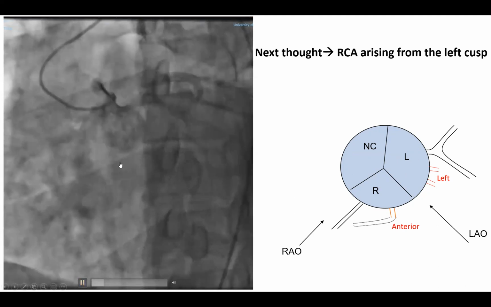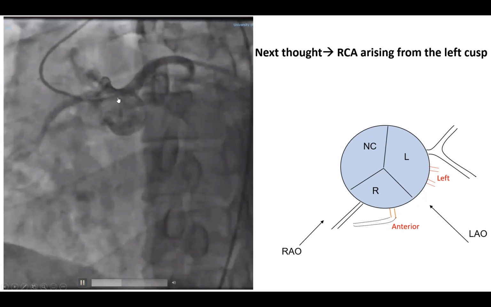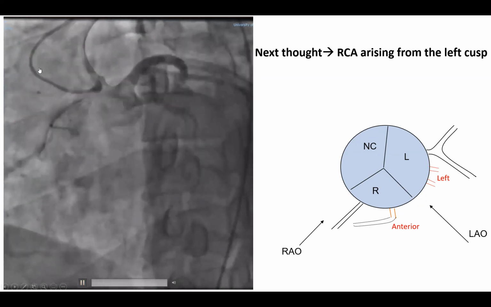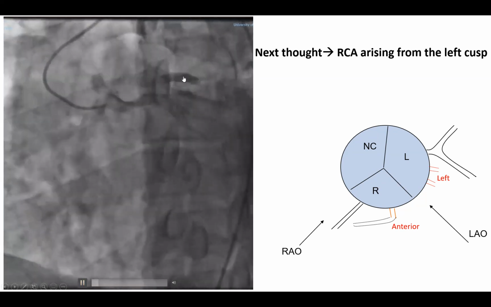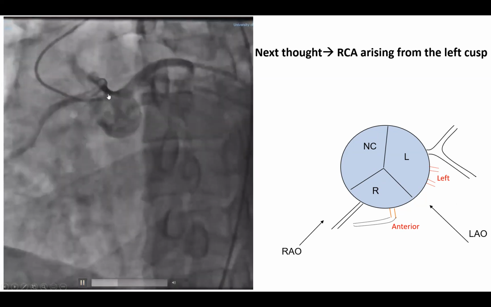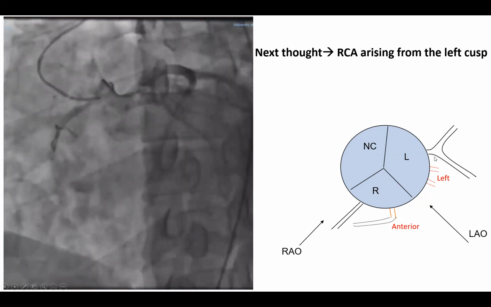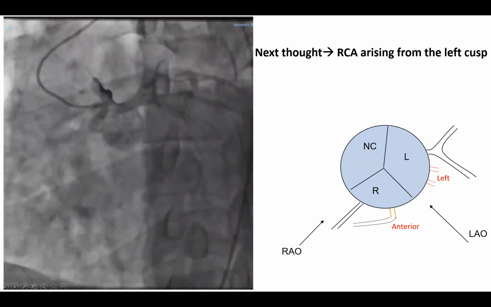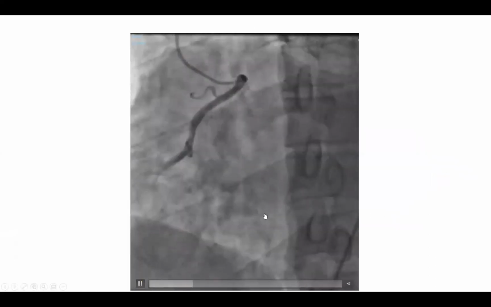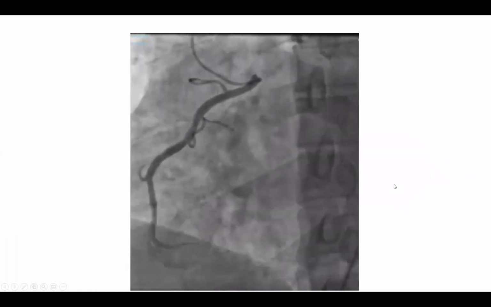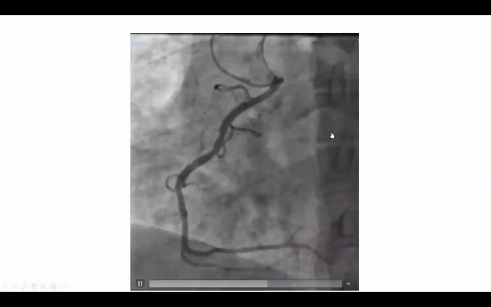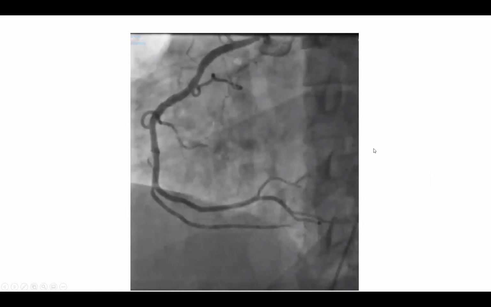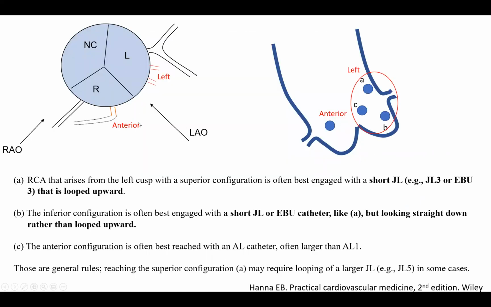So this is a case where we knew that the RCA is originating from the left cusp. We tried to engage it using the JL 3.5, which was used to engage the left coronary. It couldn't engage it properly, but you can see the origin here. It's a little higher from the left coronary origin. So what we did here is we engaged it successfully with a JL3, a smaller JL. And that's often the case. A smaller Judkins left is successful in engaging a left arising right coronary artery, a left cusp arising right coronary artery. And this is an illustration of that.